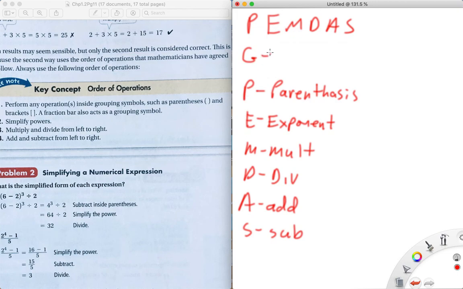G can also mean groupings instead of parentheses, so these are interchangeable. Parentheses only refers to these two symbols. Groupings refers not only to parentheses, but brackets as well, and other types of brackets. So it's a little bit more inclusive. So some people call it GEMDAS too. Thing to note.